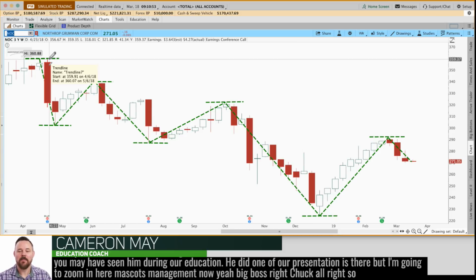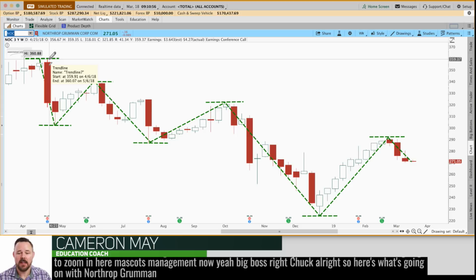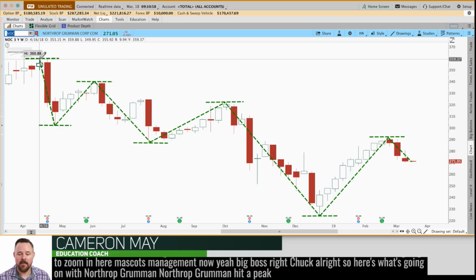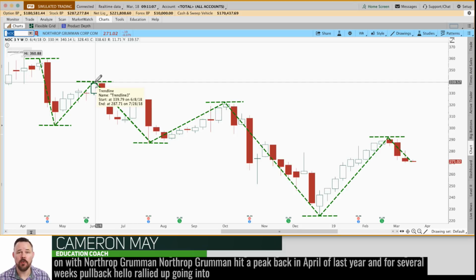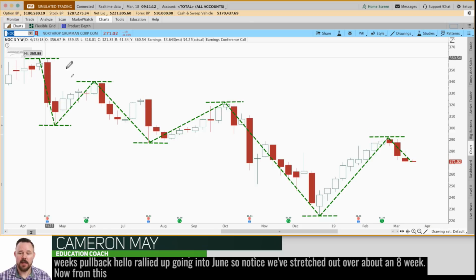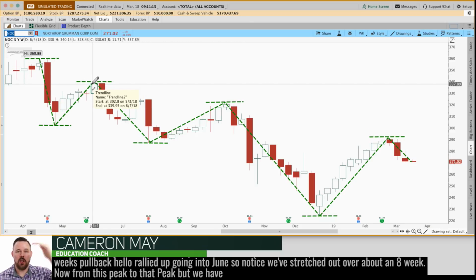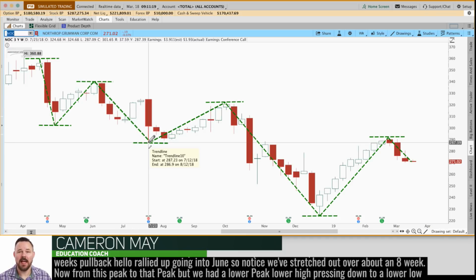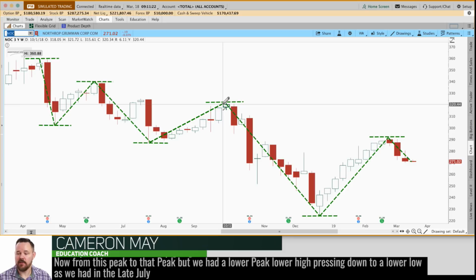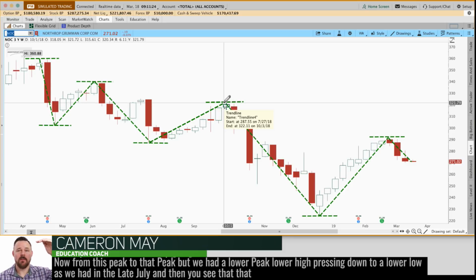All right, so here's what's going on with Northrop Grumman. Northrop Grumman hit a peak back in April of last year, and for several weeks pulled back, hit a low, rallied up going into June. So notice we've stretched out over about an 8-week period now from this peak to that peak. But we had a lower peak, lower high, pressing down to a lower low as we head into late July. And then you see that pattern continue, lower highs and lower lows.